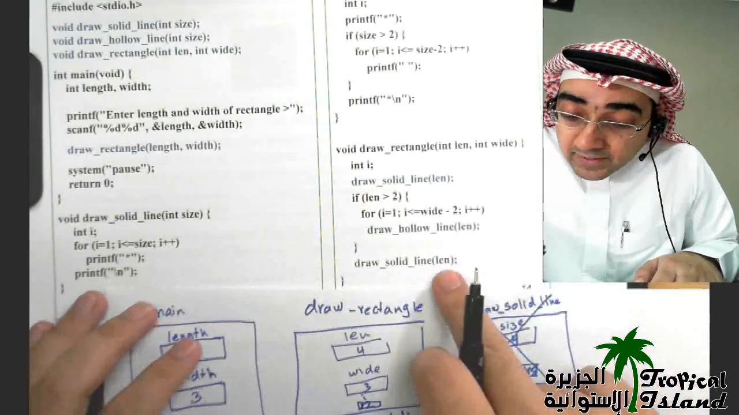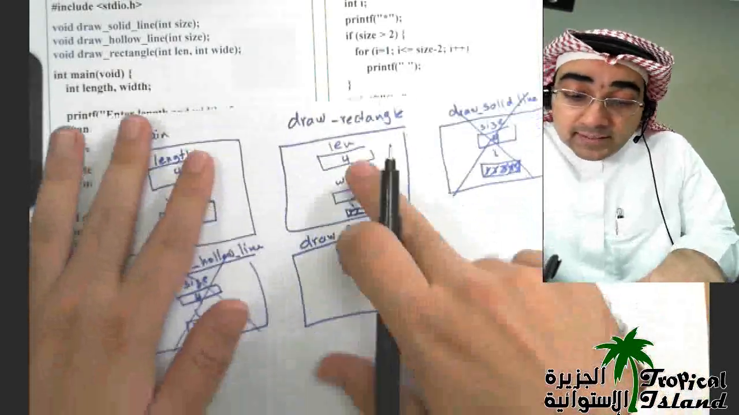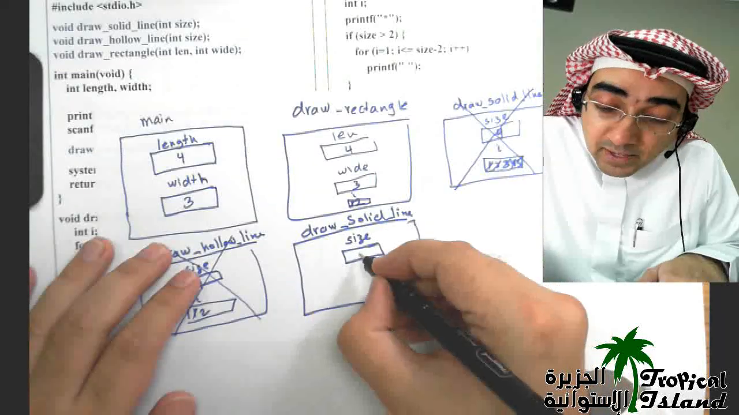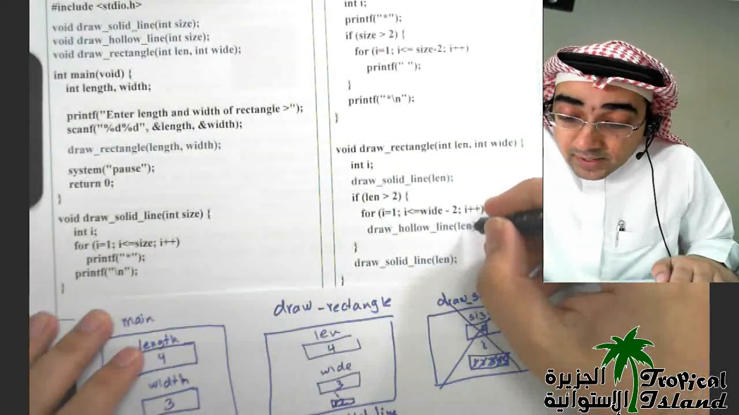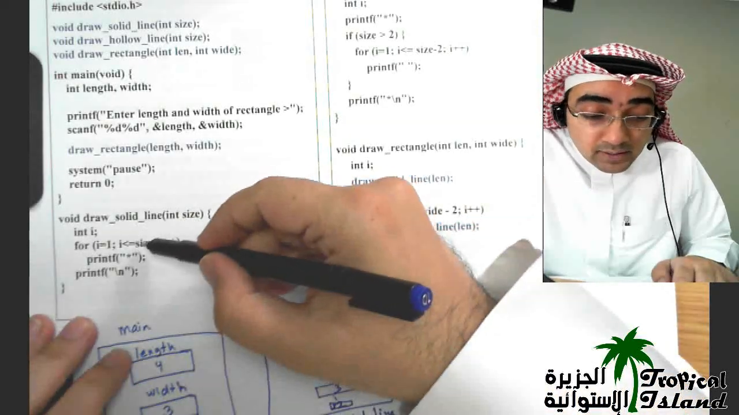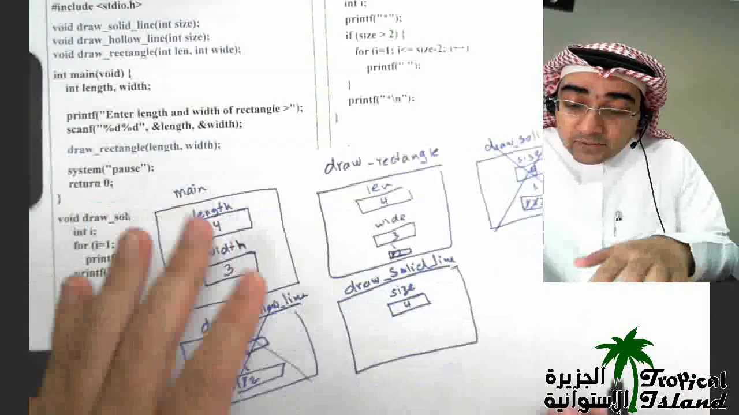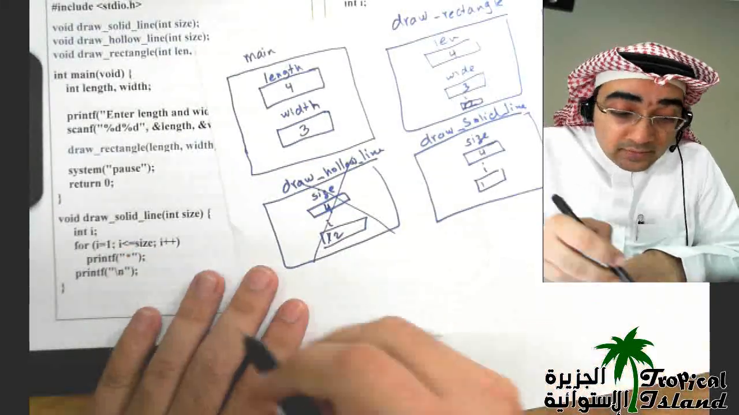So now what am I going to pass this? I'm going to pass it len. Over here I have len. What is len? Len is 4, so I'm going to go to the size and pass it the value of len. So I'll have 4 inside over here. After I have 4 inside, I have to go to draw solid line and conduct this. So I declare my I over here, and I is equal to 1 in the first case.